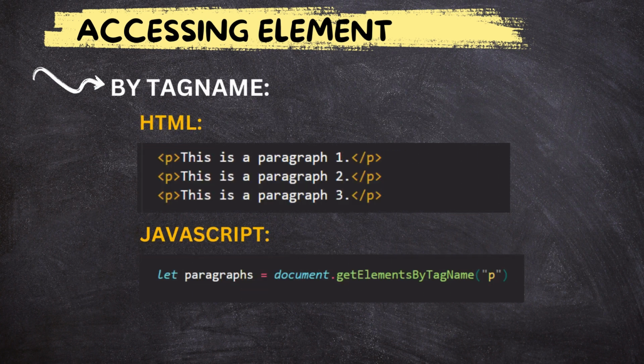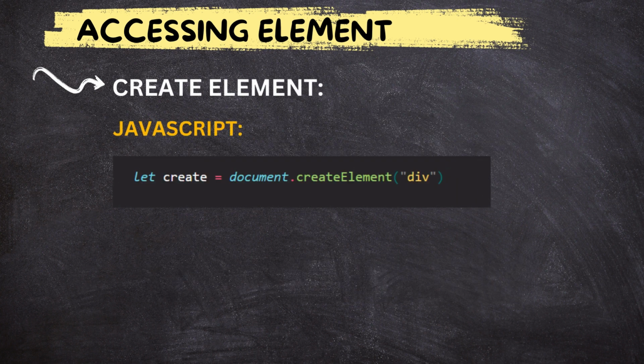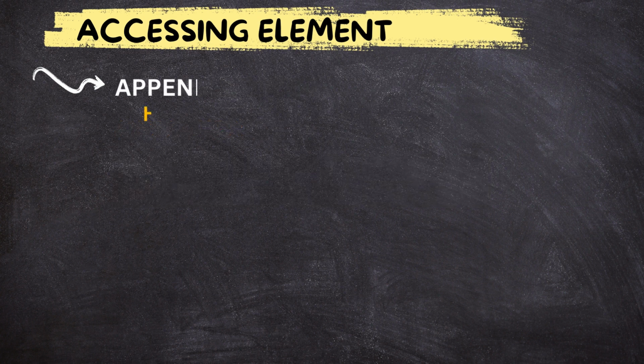And after this, we have document.getElementsByTagName. This method returns a collection of element nodes that have the specified tag name. For example, if we want to access all the p elements in the document, we can use document.getElementsByTagName("p"). After this, we have document.createElement. This method creates a new element node with the specified tag name. For example, if we want to create a new div element, we can use document.createElement("div").